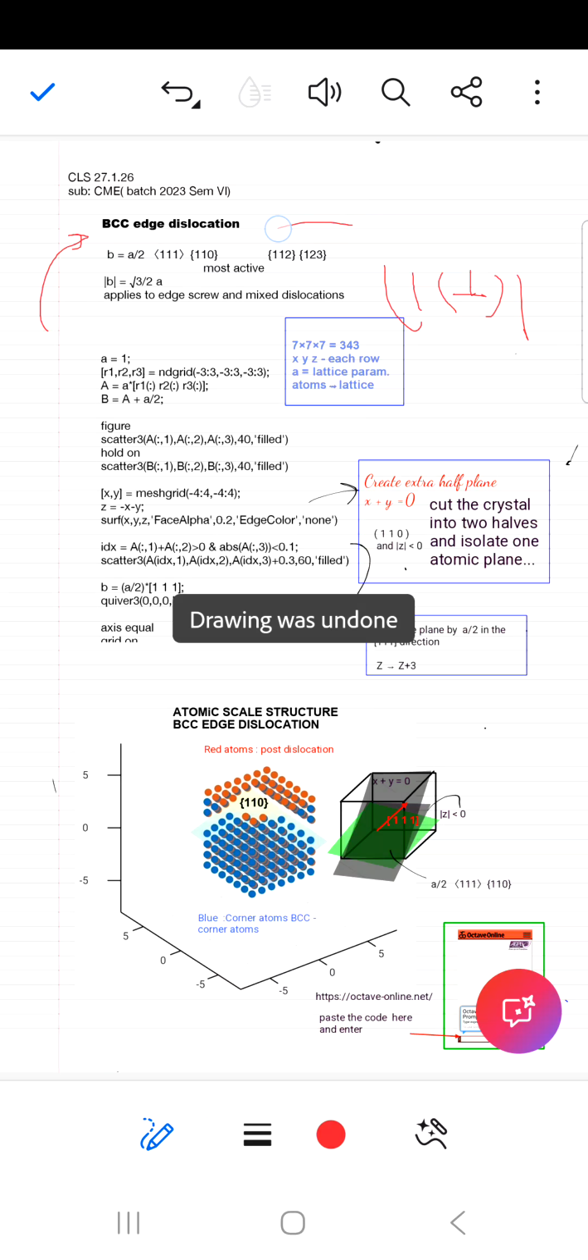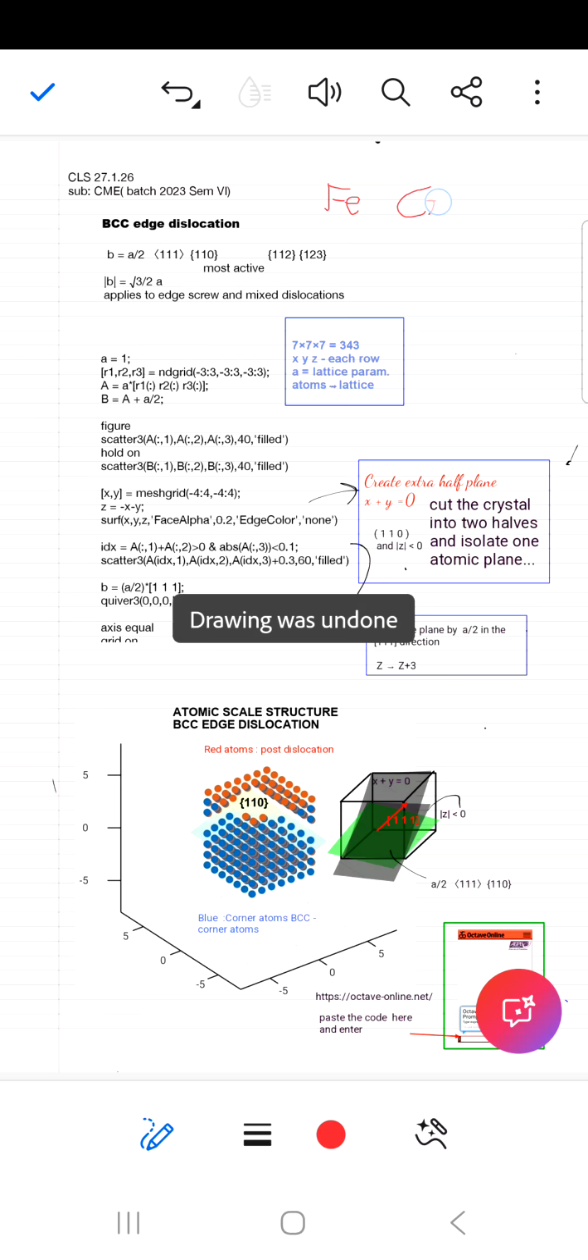In BCC metals, the most important Burgers vector is b = a/2 <111>. Its magnitude is |b| = √3 a/2. This Burgers vector direction is fundamental. It applies to edge and mixed dislocations in BCC metals, such as iron, chromium, and tungsten. The most active slip systems are {110}<111>, although {112}<111> and {123}<111> systems can also operate.